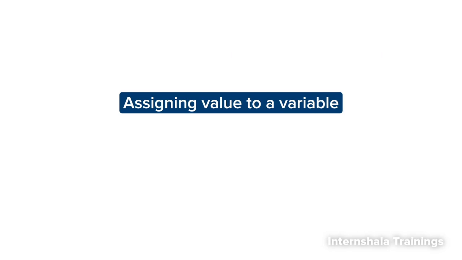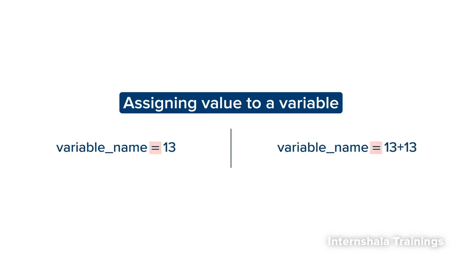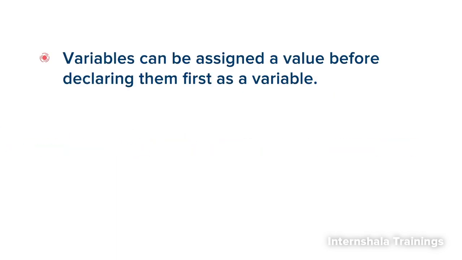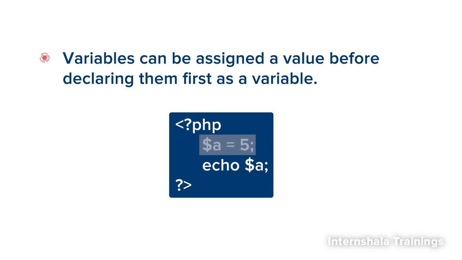Let us now see how we can assign a value to a variable. Variables are assigned values using the equal to operator, where on the left side we have the name of the variable and on the right side it can be a value or an expression. In PHP, we can directly assign a variable with a value without having to declare it first. Like in this case, we have assigned the variable a value of 5 without first declaring that a is a variable.